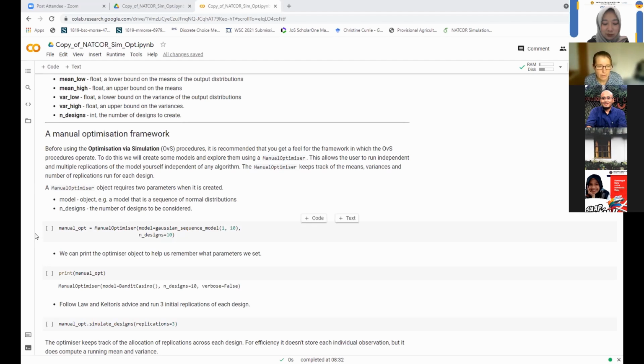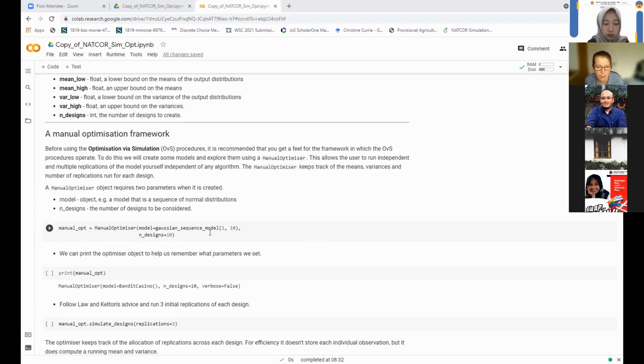So the manual optimizer gives you a chance to try putting in these values, so you will see what the outputs are. You can decide how many runs to make with each of the different designs within it.